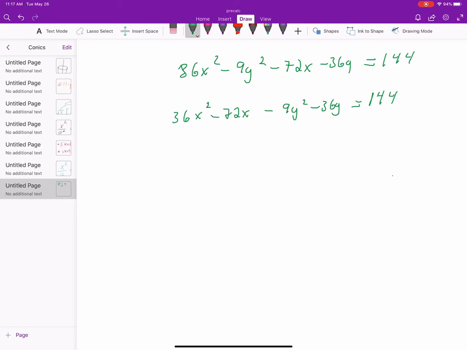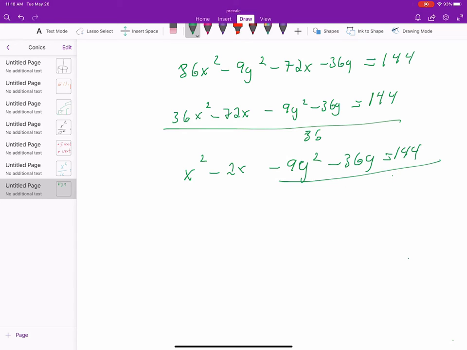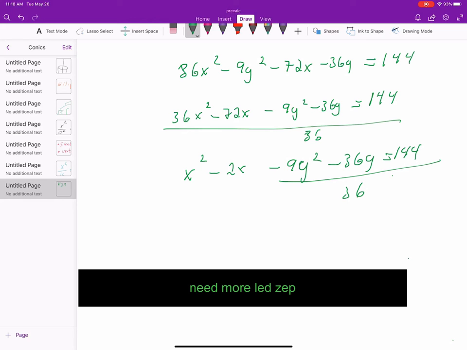So I'm going to divide this by 36, just like what we did before. This is not any different. So we're going to go x squared minus 2x. Nobody cares about this side because in the end we're just going to change that out anyway. Y squared minus 36y equals 144, all that stuff divided by 36. But again, it doesn't really matter because we're just going to multiply through anyway.